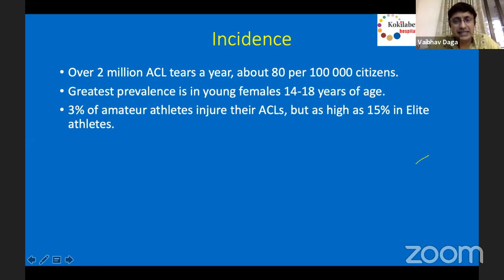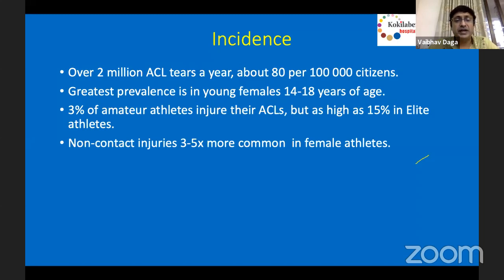So the greatest prevalence, as I said, is in young females, 14 to 18 years of age. 3% of amateur athletes injure their ACLs, but 15% of elite athletes. So ACL injury is very common in elite athletes, possibly because of the competitiveness, the professionalism, and the kind of opponents they have, possibly the most fearsome and the most competitive opponents. That's why the rate in an elite athlete is much higher than in an amateur athlete.